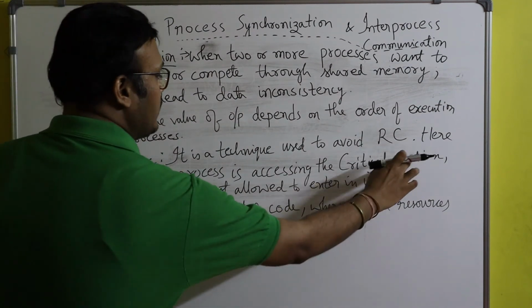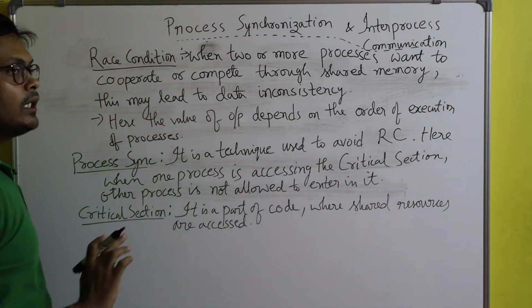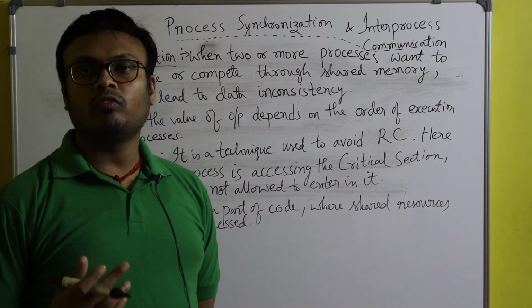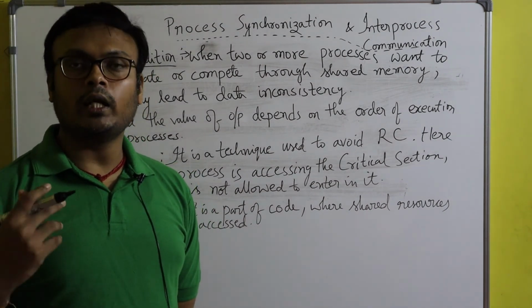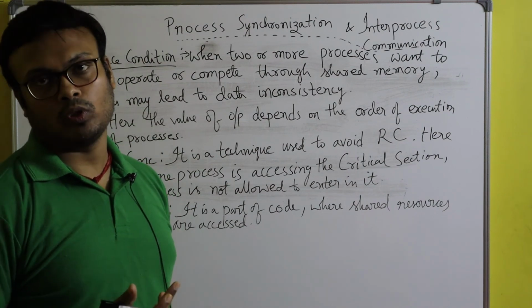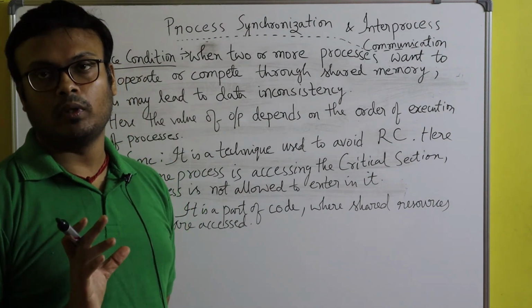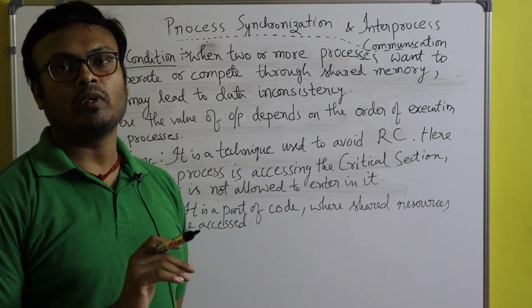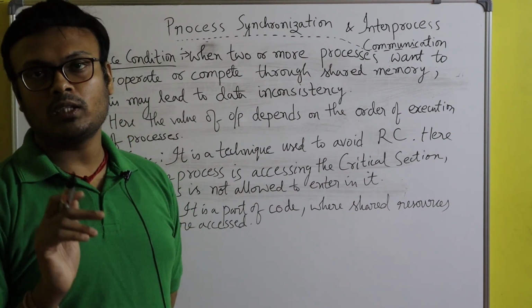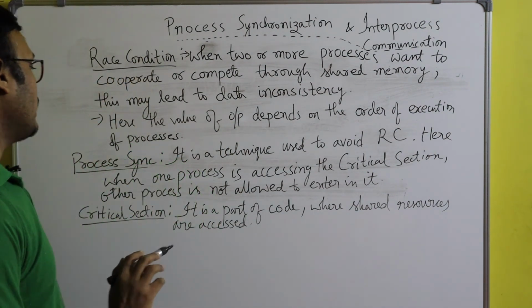Here, what happens when one process is accessing the critical section? Critical section is a part of code where the shared resources are accessed by different processes. Like in the previous example, you see the count variable. It was just a simple example. The count variable was shared, and it was being utilized by process P1 and process P2 at the same time. So that's what I have written.